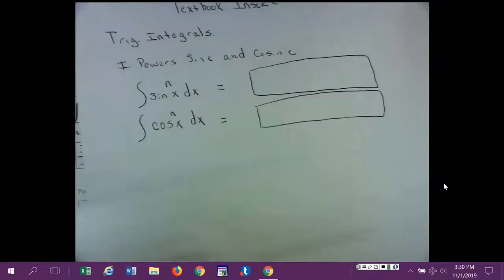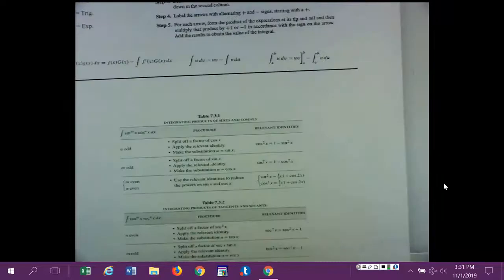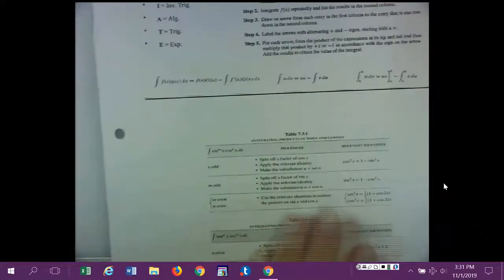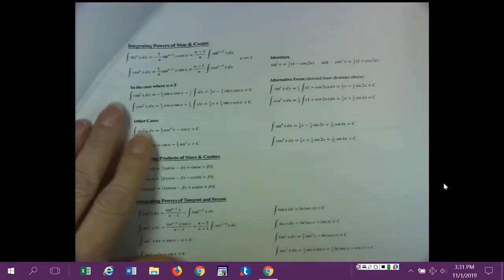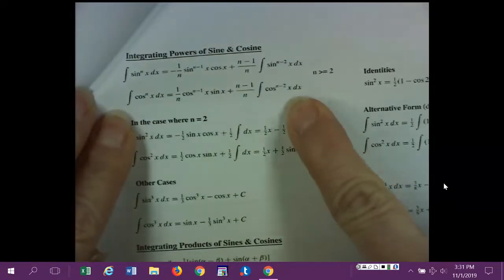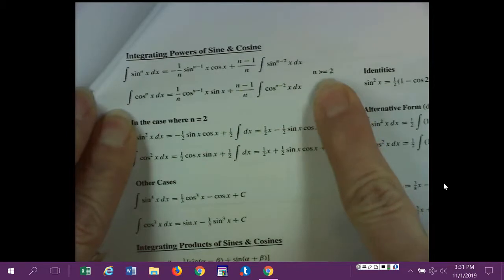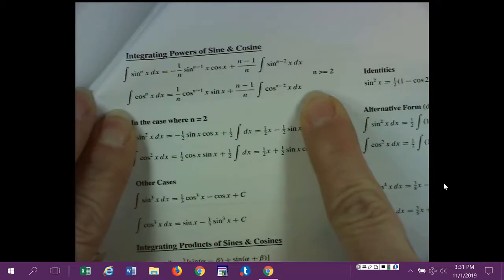And then if you look at your corresponding formula packet, and you look on page 2, this is Roman numeral number 1. You have the reduction formulas for sine to the power of n and cosine to the power of n, n greater than or equal to 2. And that's Roman numeral number 1.